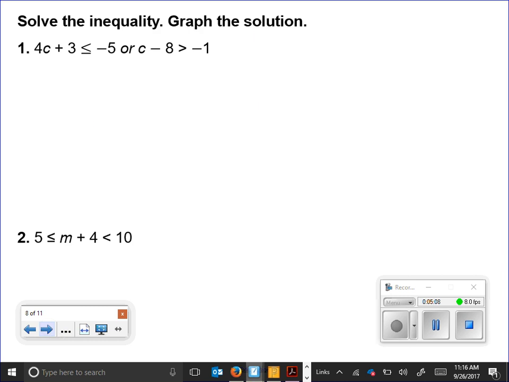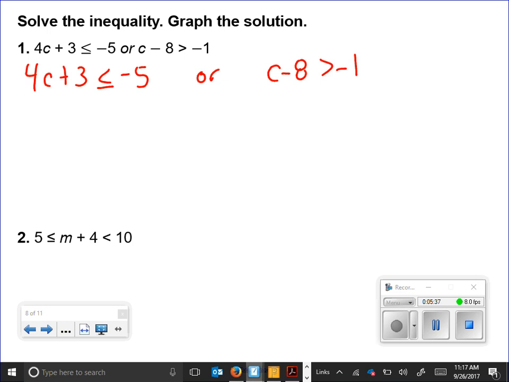All right, so then we're going to take that information and now solve inequalities and graph their solutions. Number one makes it really easy for us. It's an "or" inequality, so it already breaks it down into two pieces. We have 4c + 3 is less than or equal to -5. We're going to solve that one. And then we have "or" c - 8 is greater than -1, and we're going to solve that one too. We already know how to solve inequalities. We're trying to get c alone, so we get -8 there. Divide by 4. I didn't divide by a negative, so nothing needs to change with my inequality.